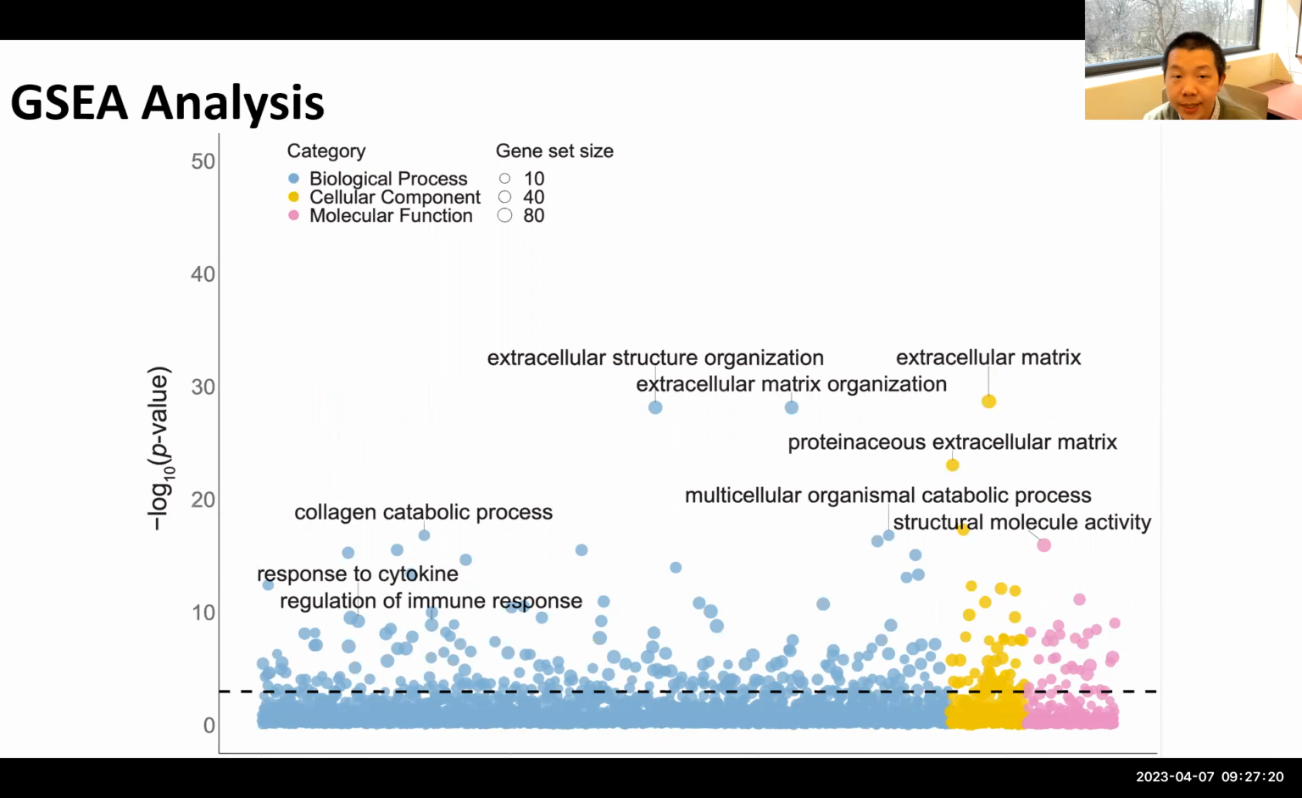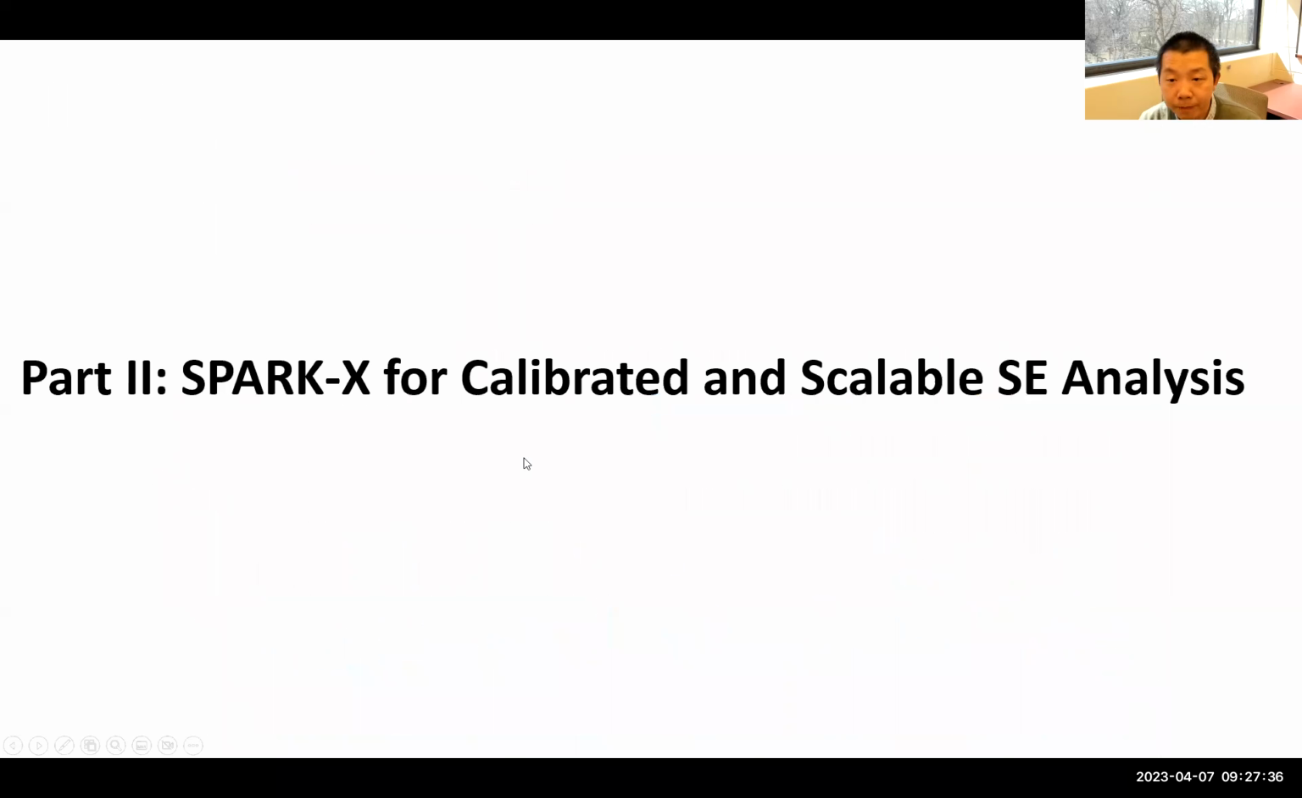And finally, for the other genes, we also performed gene set enrichment analysis. You can see the top GSEA pathways detected all make sense. They're all related to extracellular structural organization, collagen, response to cytokine, or regulation of immune responses. So that's basically what we have for SPARC.